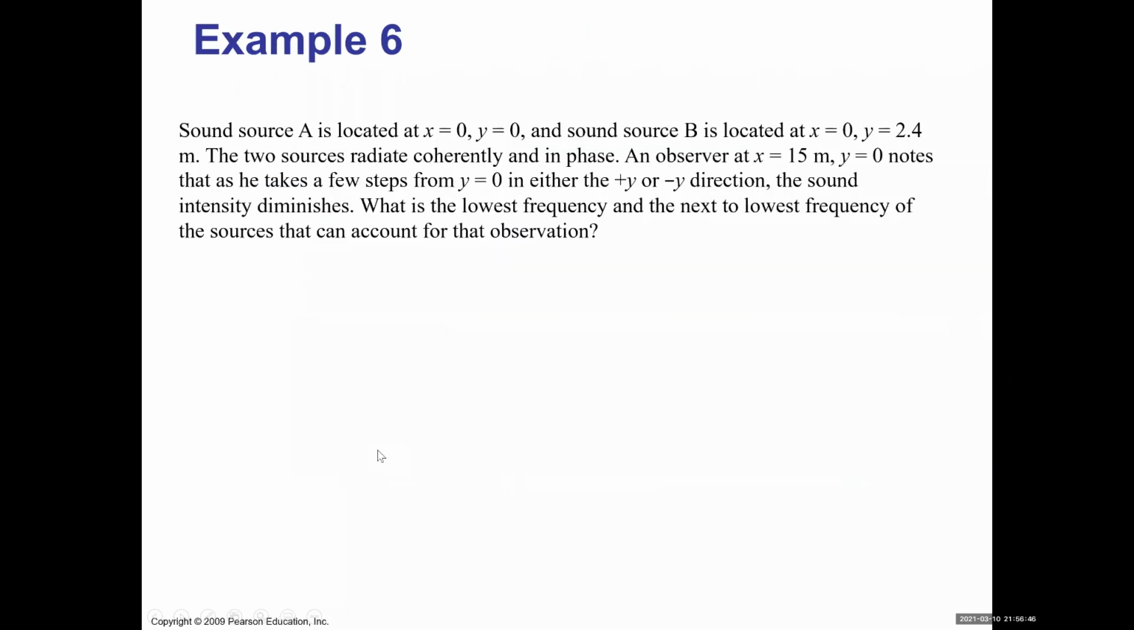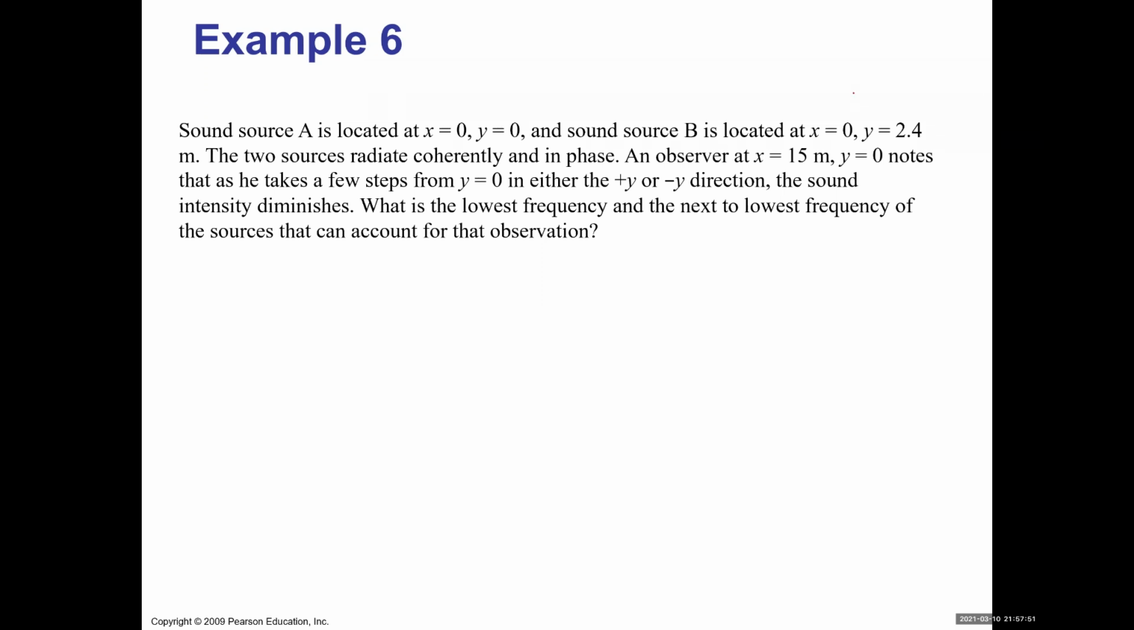Okay, so let's look at an example here. Sound source A is located at x equals 0, y equals 0, and sound source B is located at x equals 0, y equals 2.4 meters. The two sources radiate coherently and in phase, and an observer at x equals 15 meters, y equals 0, notes that as he takes a few steps from y equals 0 in either plus or minus y direction, the sound intensity diminishes. What is the lowest frequency and the next to the lowest frequency of the source that can account for this observation? So let's see what we have here.